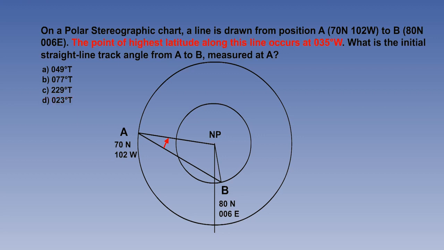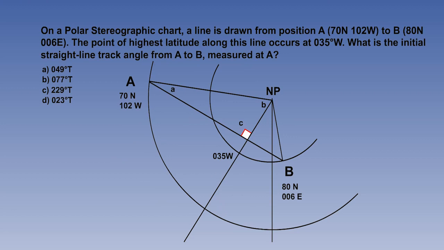However, again, this is not what the examiner is expecting. He has given you the information that the point of highest latitude occurs at longitude 35 west. We should use this. Let's put the information into the diagram. Now let's consider this smaller triangle. Angle C is a right angle. The examiner has effectively told us this.